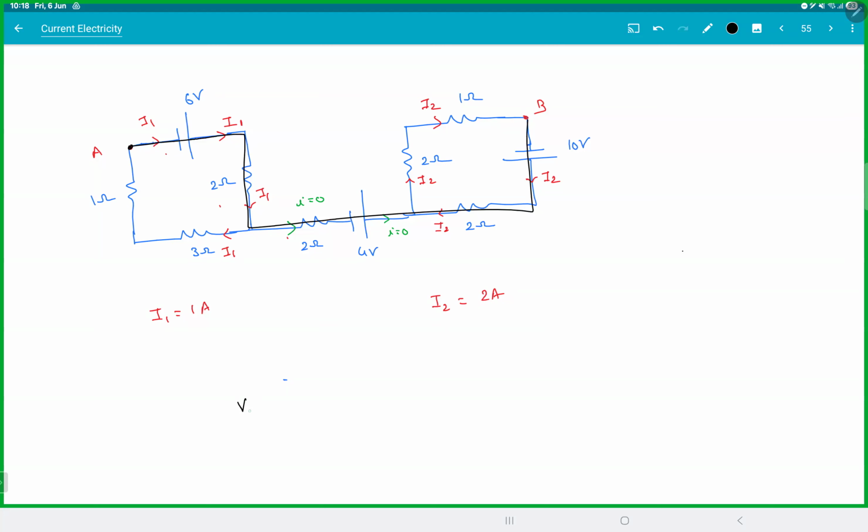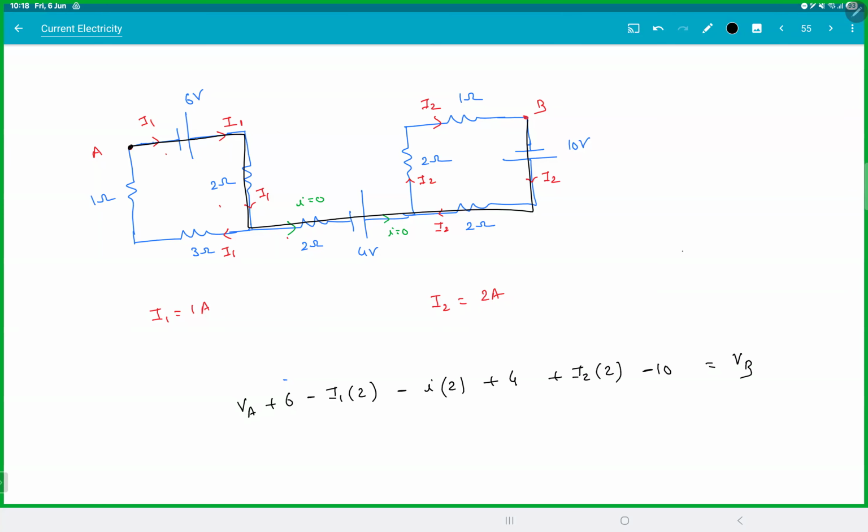So there, I'm starting at A. I'm going through the battery, +6. Then I'm going through I1 into 2. Then I'm going through small i into 2, which is 0. Then I'm going through a battery 4. Then I'm going opposite to I2, so that is plus I2 into 2. Then I'm going opposite to the battery, -10. Then I reached VB. Please check this equation.